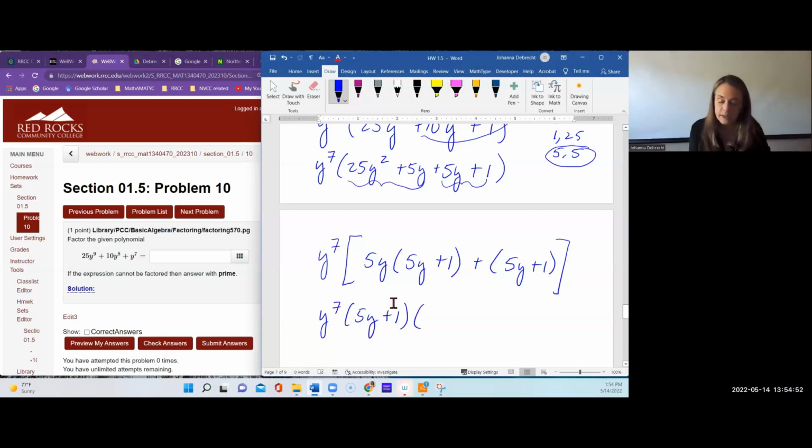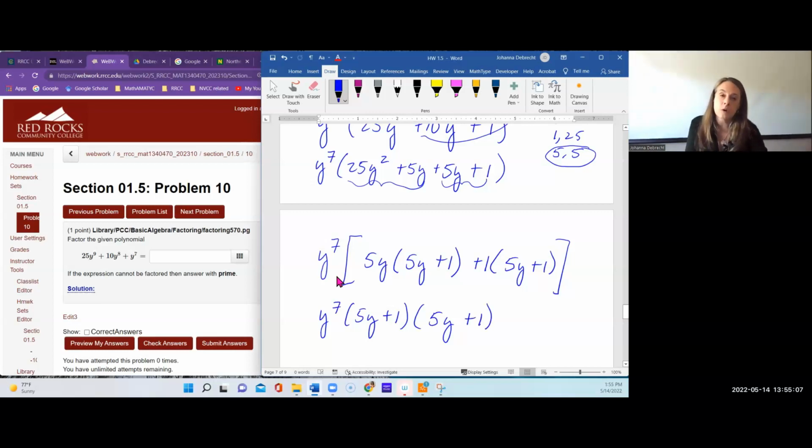This is a little tricky. There is a number here. It's understood to be there, but it's not written. Can you write it? Yes, absolutely. If you want to, put a 1 there. What gets left behind is 5y plus 1.